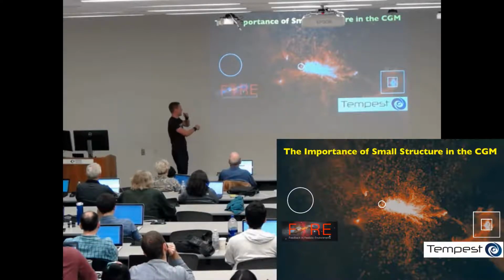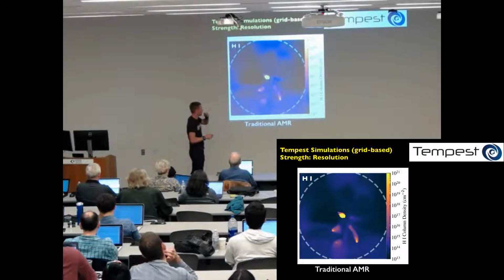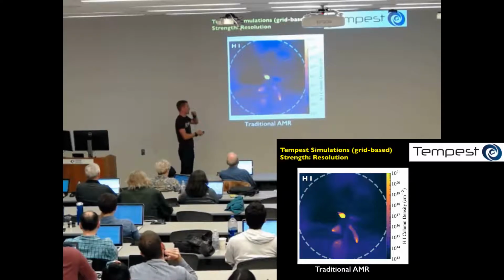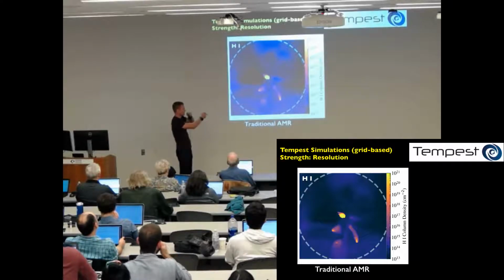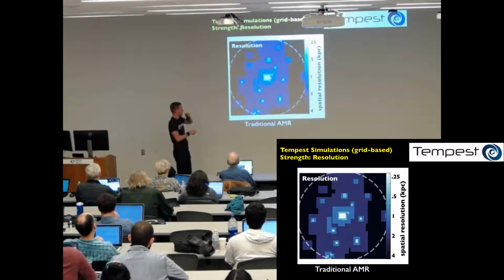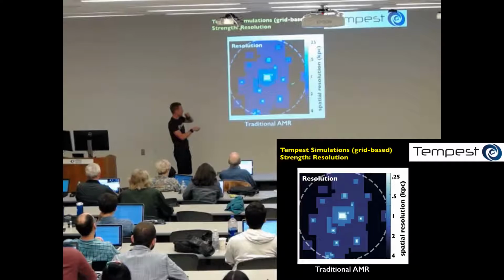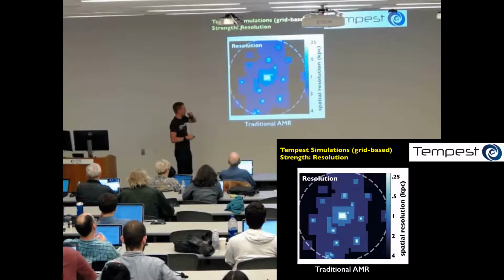Okay, so the 2 projects that I'm going to talk about are the Tempest simulations, where we force refinement in grid-based codes, and then the FIRE simulations that most of you are pretty familiar with. So Tempest: in a traditional adaptive mesh refinement cosmological simulation, where this is your projected neutral hydrogen density, your refinement structure might look something like this, where in regions of high density you have high resolution, and then in regions of low density in the halo, you have very poor resolution, by a factor of 8 or 16.